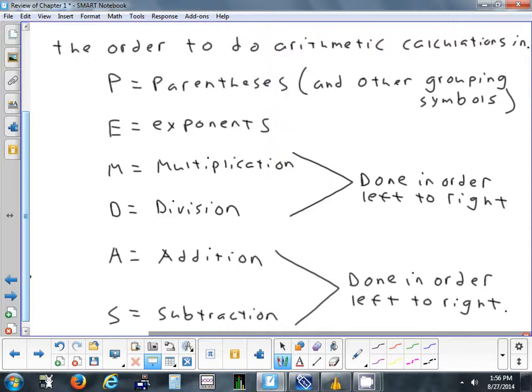Okay, so PEMDAS, it's very, very important for doing calculations. I don't want you to confuse it with solving an equation. That's very different. PEMDAS we use with arithmetic. 9 times 2 divided by 3, that's PEMDAS. 2x equals 10 plus 7, that's solving an equation. We're going to talk more about solving equations, but I want to make sure you guys don't confuse PEMDAS with that.